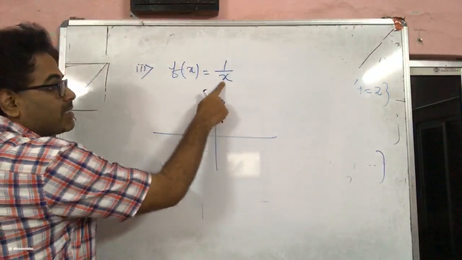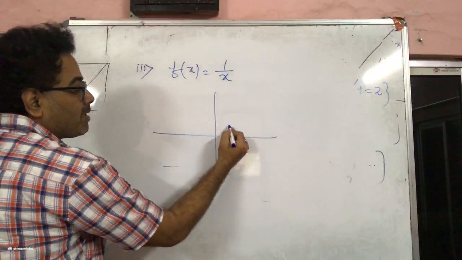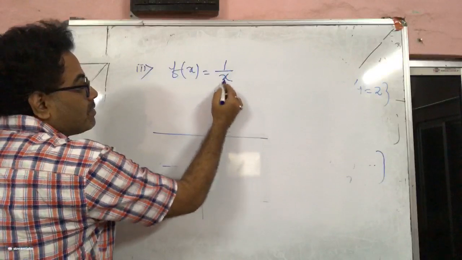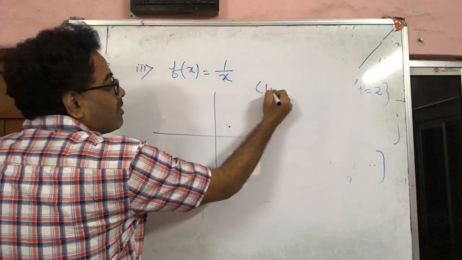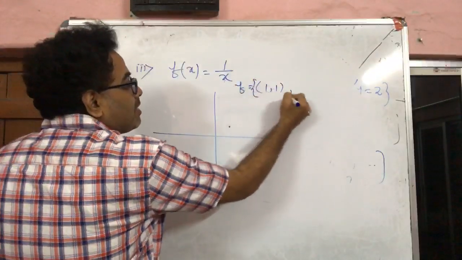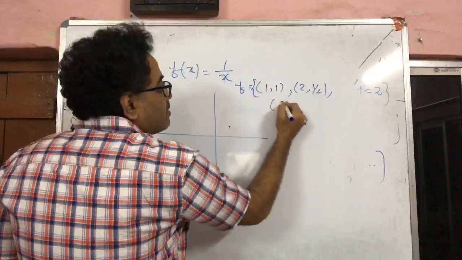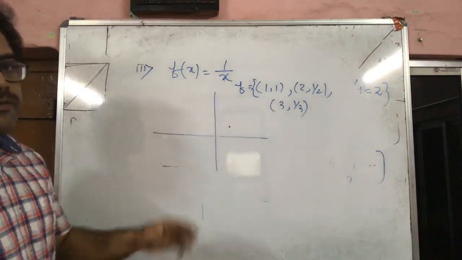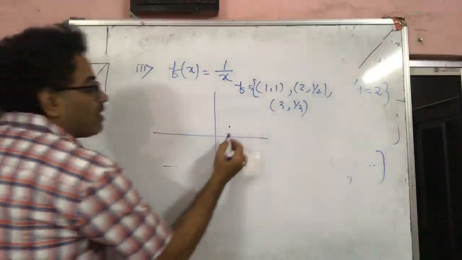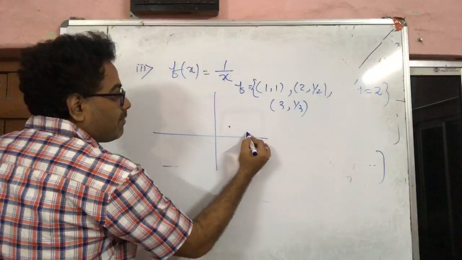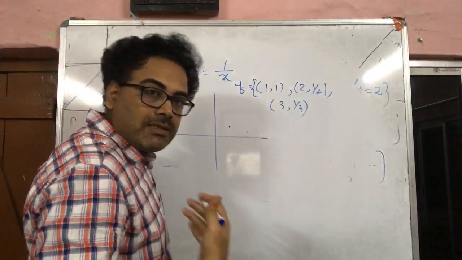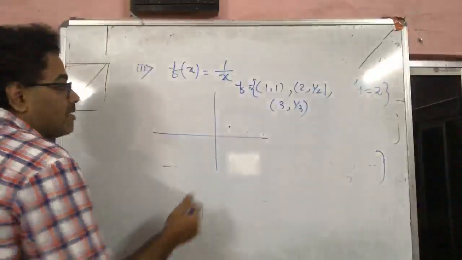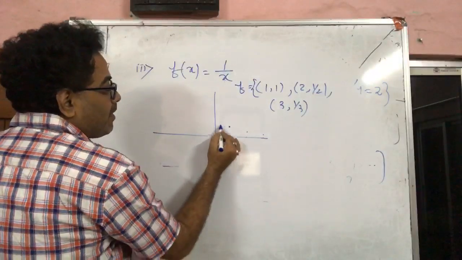Now tell me some pairs. When x equal to 1, y equal to 1, so 1 comma 1. Now x equal to 2, then 2 comma half, 3 comma 1 by 3, just like x, y, putting x, getting y, f(x) equal to y. So 1 comma 1, 2 comma half, 3 comma 1/3. If I keep on increasing the values of x, the y value is decreasing. And if x is half, then y is 2.